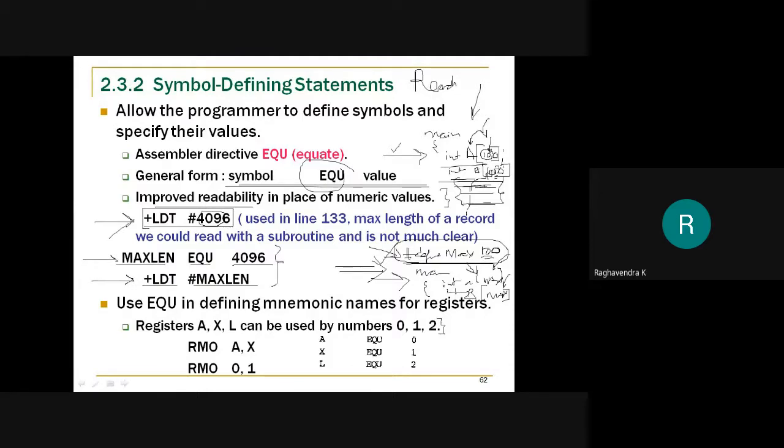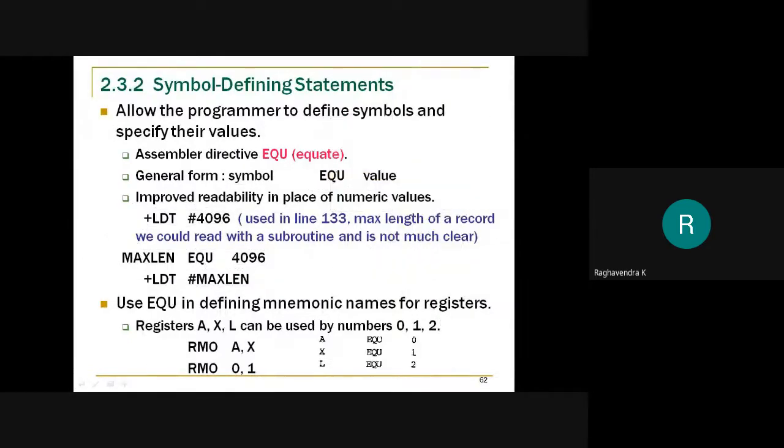If I look into this instruction, I don't know what is 4096. But now I know that I'm loading into register T the maximum length of something. It can be a buffer or it can be something else, but I would know that I'm loading something which is a maximum length. So this would improve the readability of the program. This is one of the advantages of using the equate assembler directive.